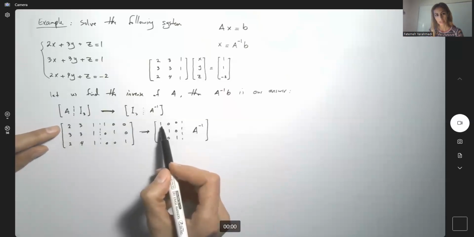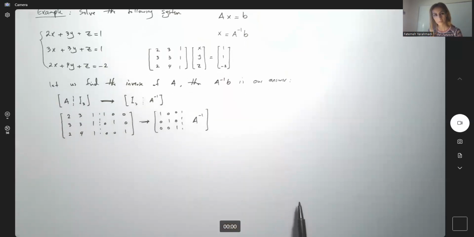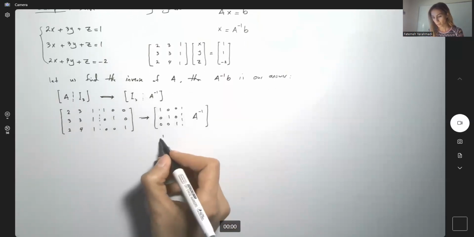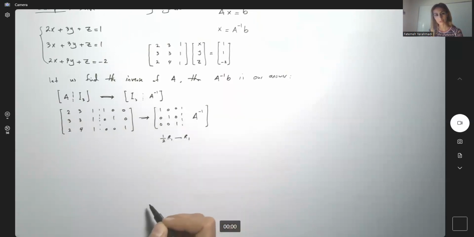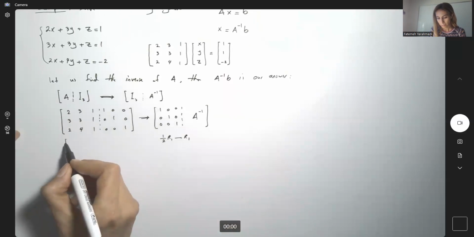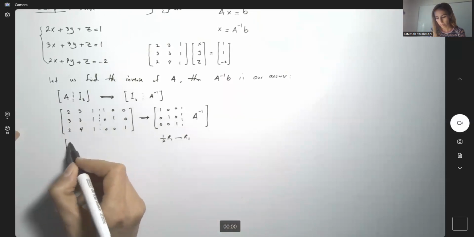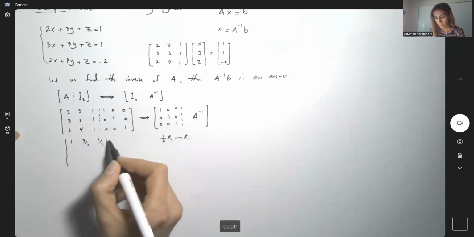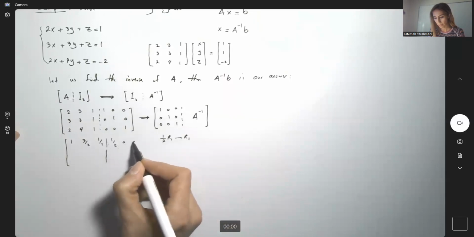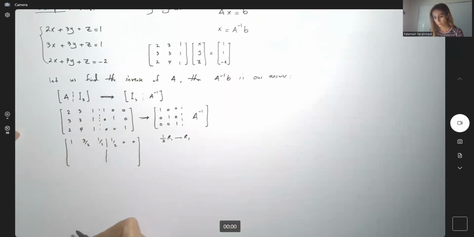The very first element is 2, which must be 1. So we're going to divide the very first row by 2, or multiply the first row by a half. And this becomes our new first row. So I'm going to copy this down here. I have 1, 3 halves, 1 half, then 1 half, 0, and 0.